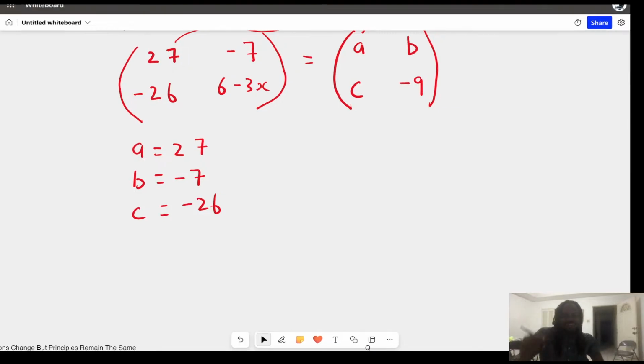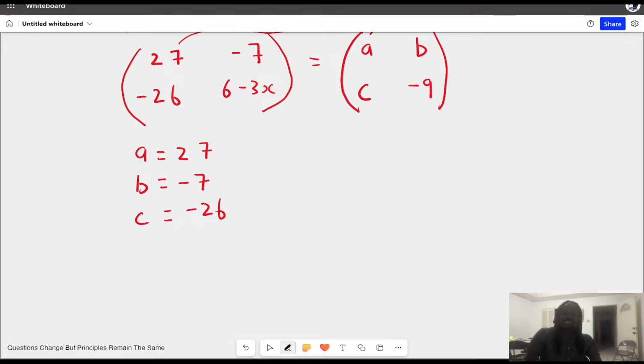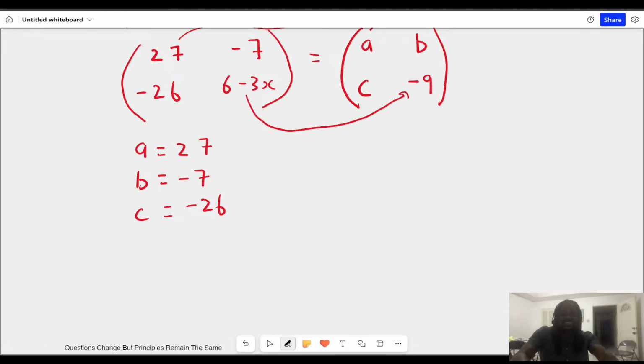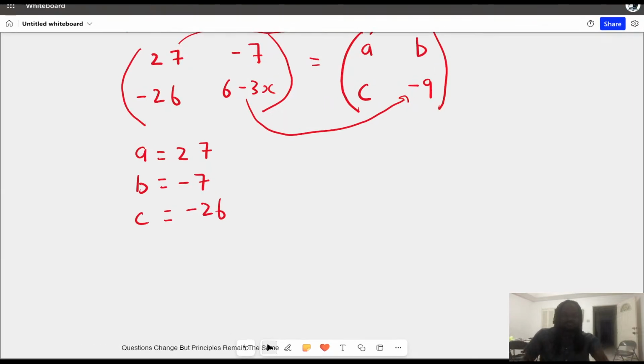Alright, but remember, you always have to pay attention to what you're doing there. Pay attention to the signs. So this is going to give me 6 minus 3x equals, what's that equal to? That's equal to negative 9. Remember, you want to find the value of x. It's the same thing as before, which means we're simply going to solve the equation.